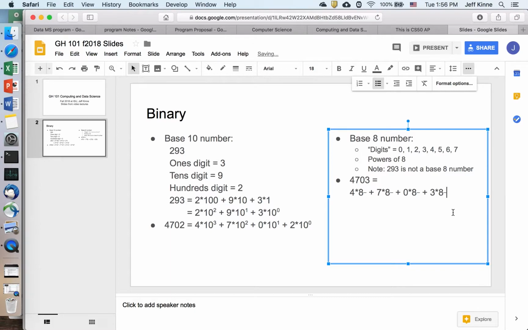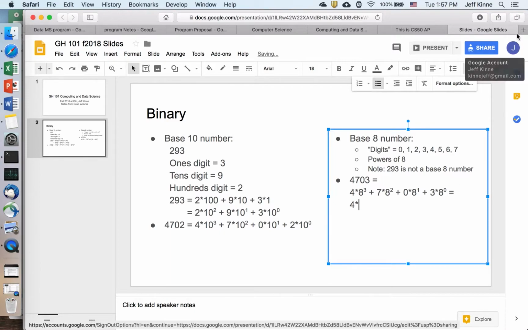When we're doing base 10, we start with the power of 10 to the 0, that's the ones. Then we have 10 to the 1 power, and then we have 10 squared, and then we have 10 cubed, and we do the same thing for other base systems. So we start with 8 to the 0, which is the same as saying 1. Then we have 8 to the 1, the 8s digit. And then we have the 8 squared digit and the 8 cubed digit. We could multiply this all out.